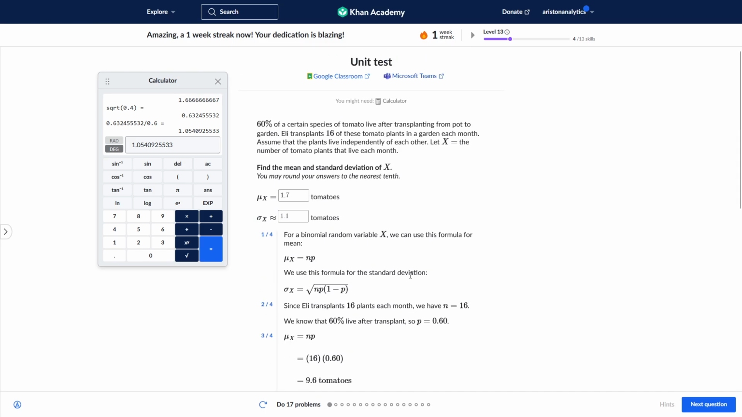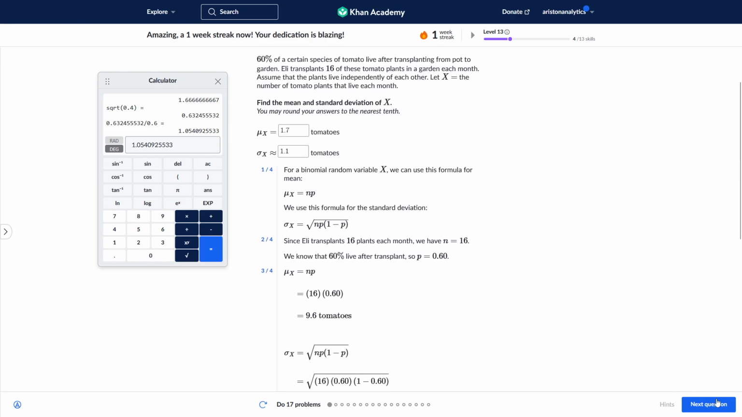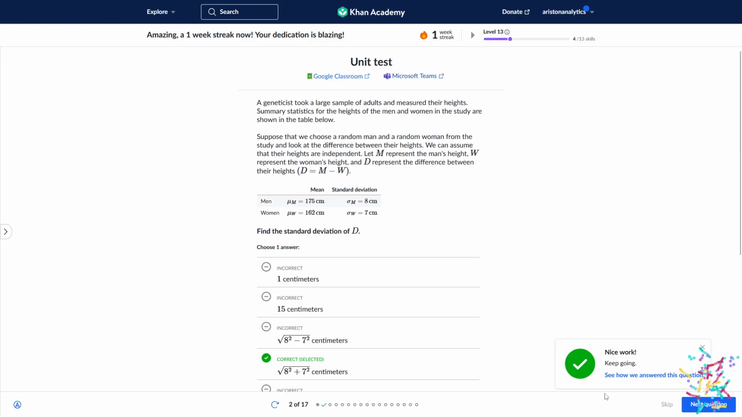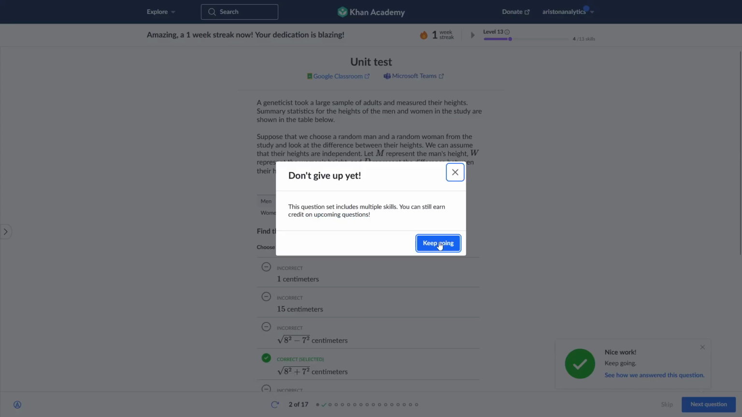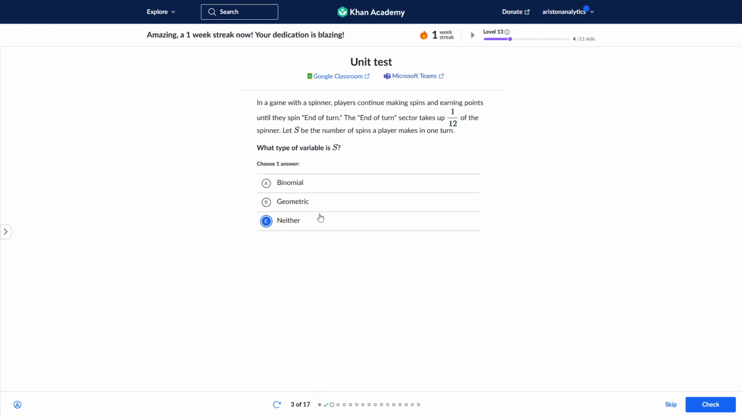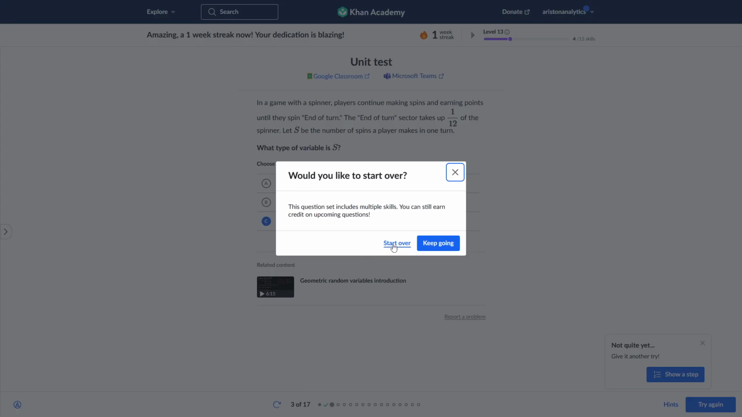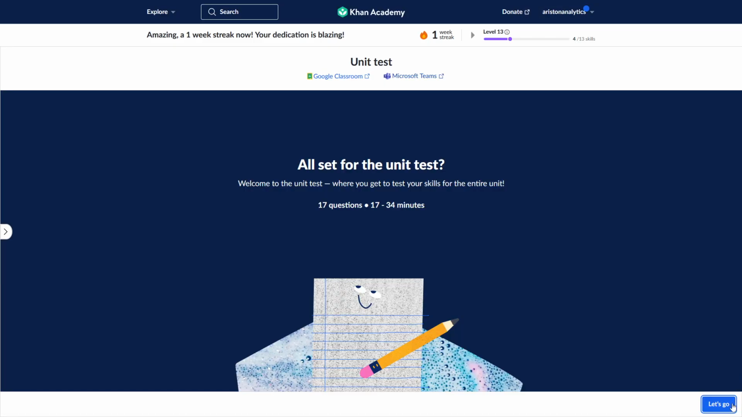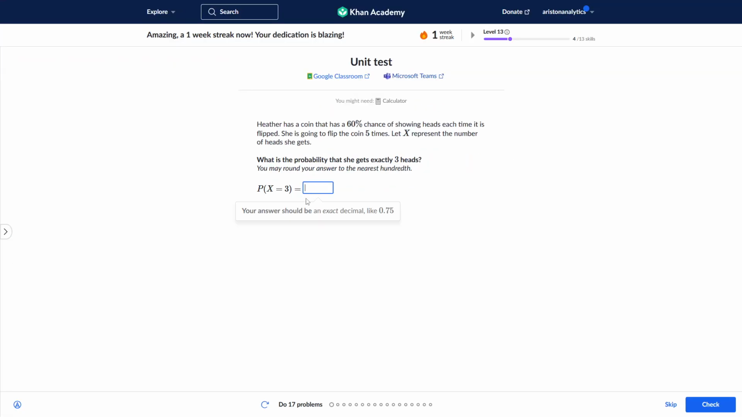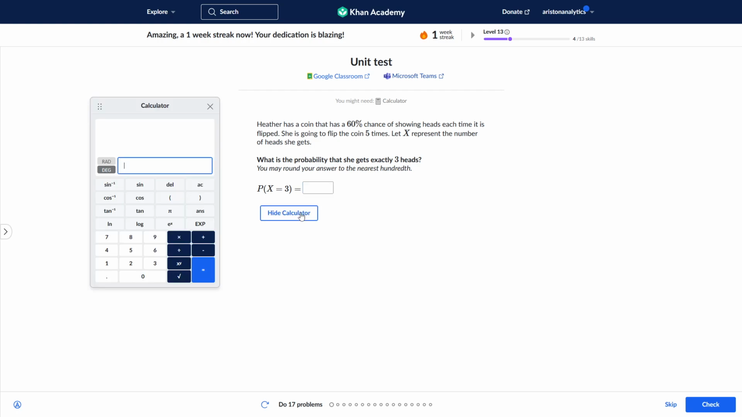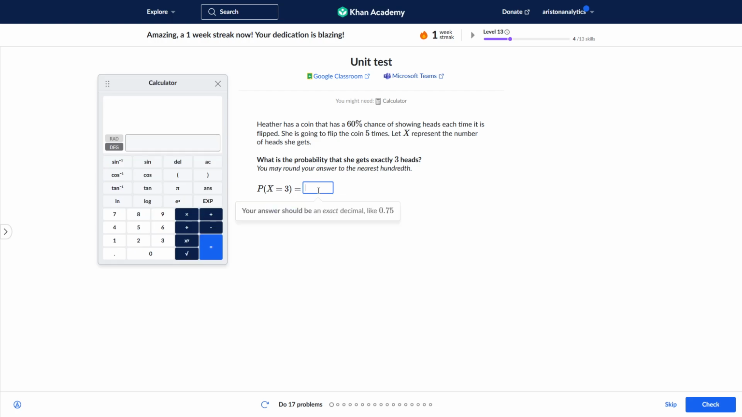Oh my god, it wasn't geometric or something. I don't know. Fuck. Neither. Restart. Let's go. I'm so trash at doing quizzes and stuff, but it's also because I don't remember everything. Okay.